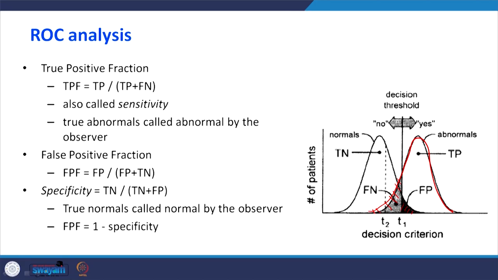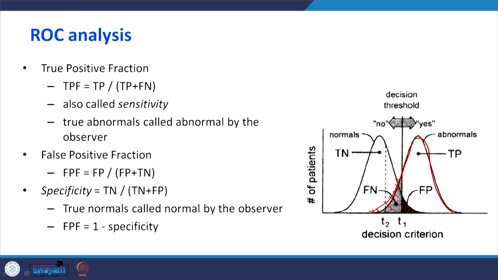So what is the true positive fraction? True positive fraction is true positive divided by true positive plus false negative, also called the sensitivity. True abnormals are called abnormal by the observer. This is the right way, because if they are abnormal we say that yes, they are abnormal.